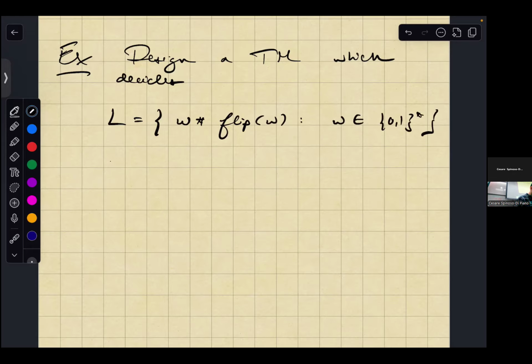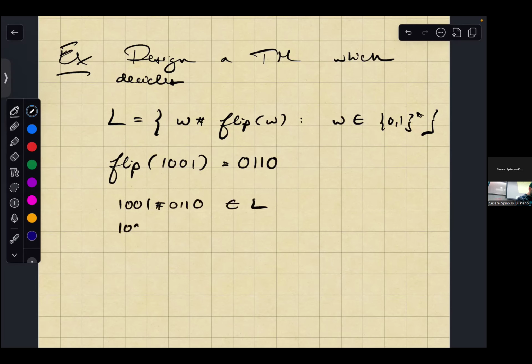And the flip of W is an operator that does exactly what you think. It takes a 1 and flips it to a 0, and it takes a 0 and flips it to a 1. So that means that you would want to accept a string like 1001 hash 0110, but not something like 1001 hash 0011, because this is not equal to the flip of this one.